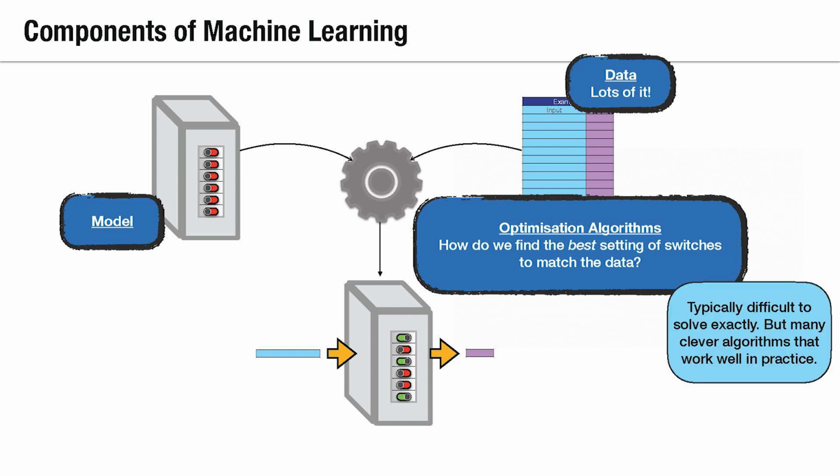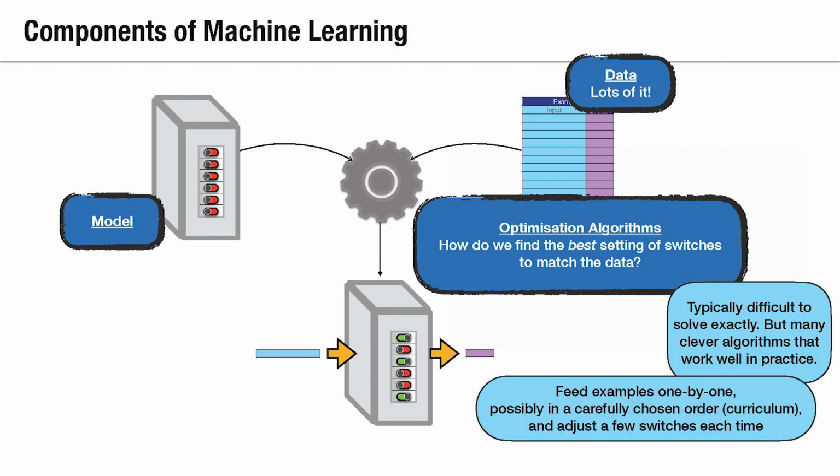There are many clever optimization algorithms that work well, and one which is used a lot currently is gradient descent, where the main scheme is that examples are fed in one by one, possibly in a carefully chosen order, and you're only adjusting a few of these switches at a time. You're not adjusting all these switches at once. And here's what makes it even more interesting.